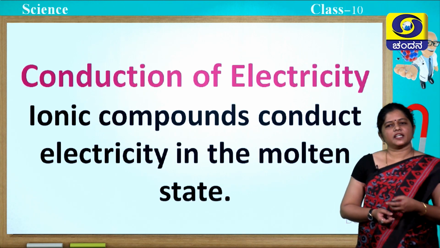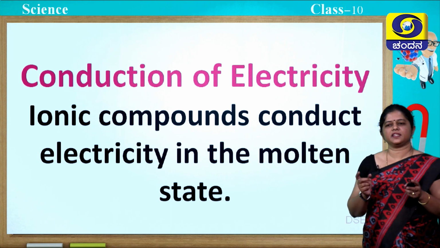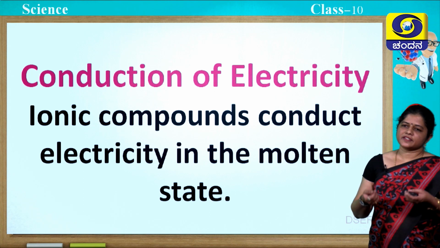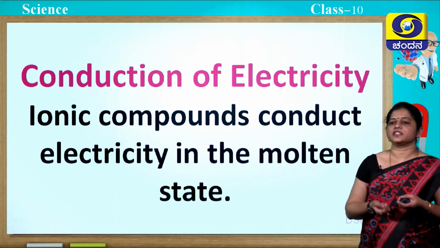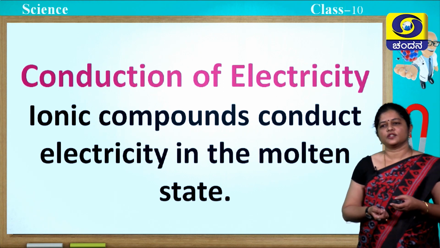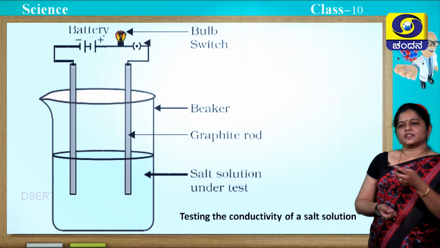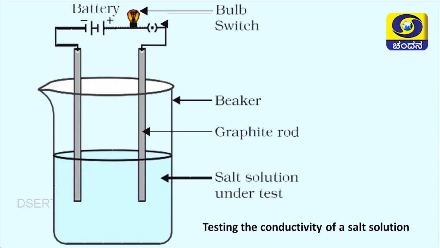And conduction of electricity. Ionic compounds conduct electricity in the molten state. They generally do not conduct electricity in the solid state as it is. They can conduct electricity in the molten state or in the solution state. So this is how you can check the conductivity of the ionic compound in the solution state.